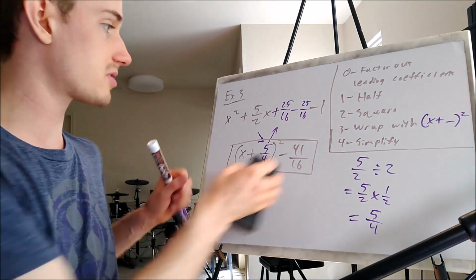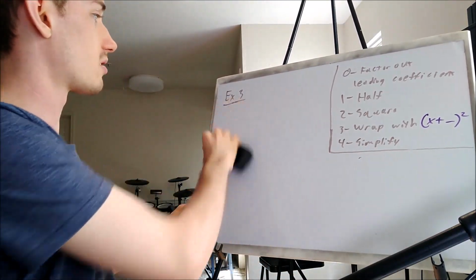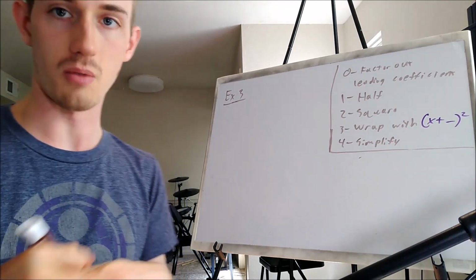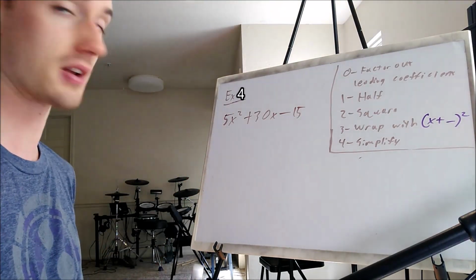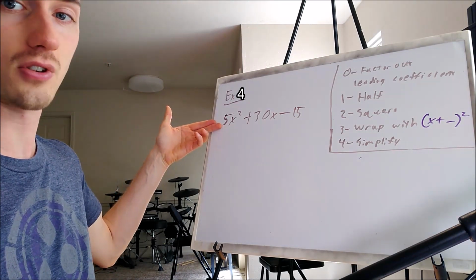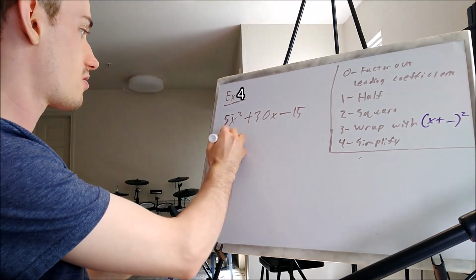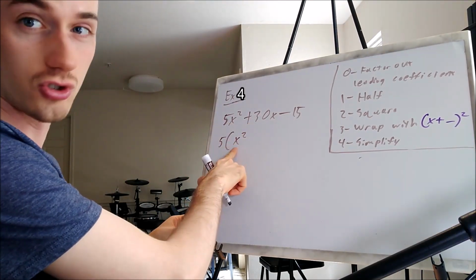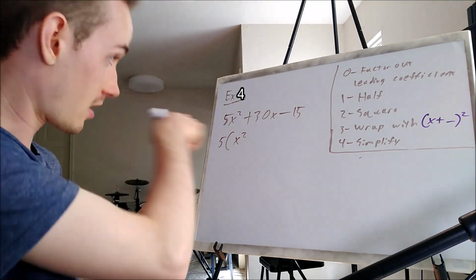So the next 2 examples I have are slightly trickier, but now we just have to incorporate step 0. And the rest of the process should still be the same. So 5x squared plus 30x minus 15. Now this one, we do have a coefficient here on the leading term, so I have to factor it out. If I factor out a 5 there from everything, now I've got x squared. You always want it to just be x squared there, so that's how you know you can proceed with completing the square.